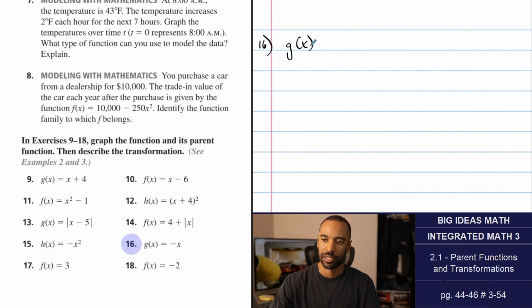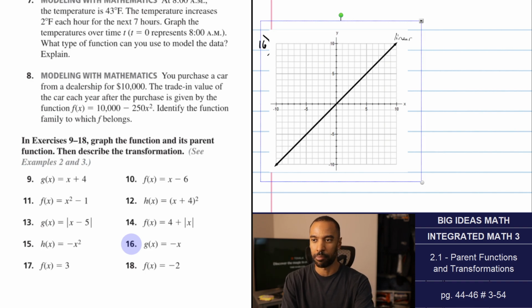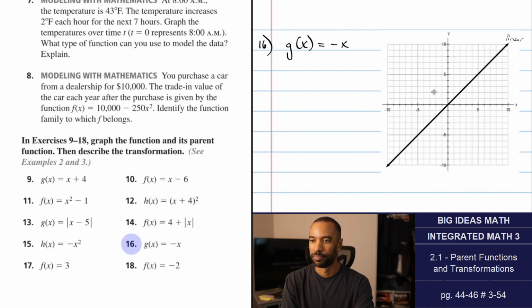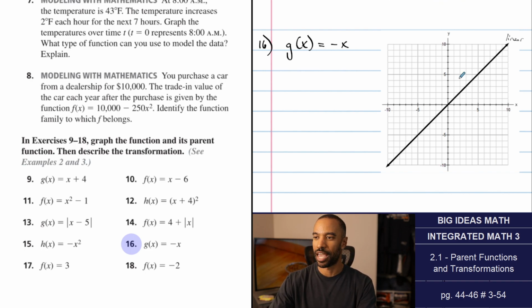g of x equals negative x. Now you can see why I'm not insisting on using tables. And you're probably going to do significantly less problems than I am. So g of x equals negative x. That's a slope of negative 1 and a y-intercept of 0. This is something you shouldn't have to use a table for, personally, I don't believe.